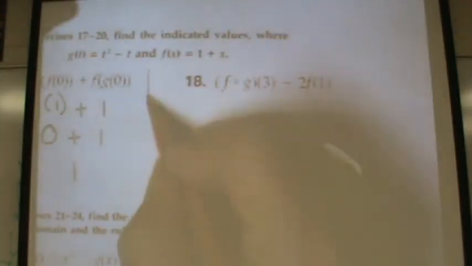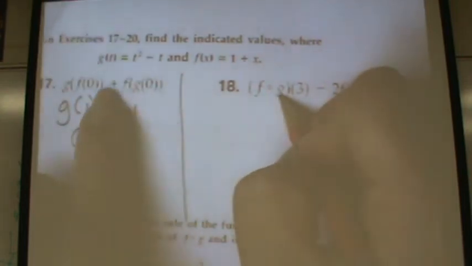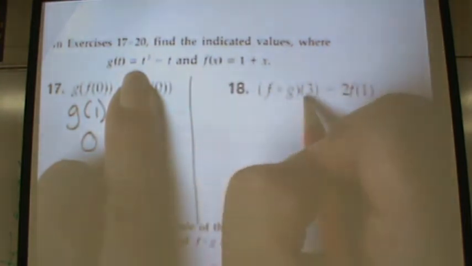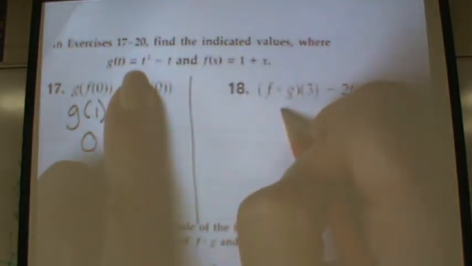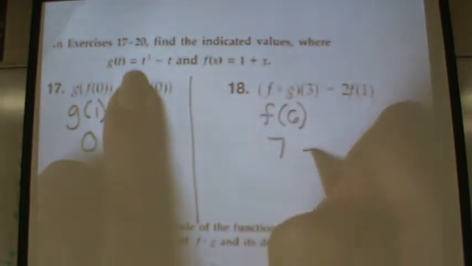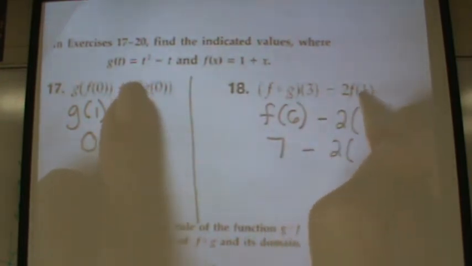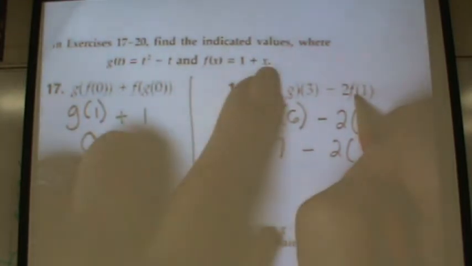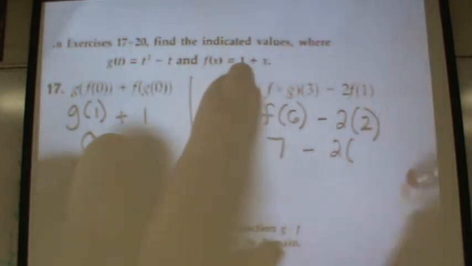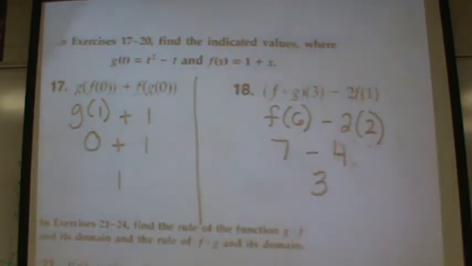Next one. This one's asking us to plug 3 in the g function. If I plug 3 in this g function, I get 3 squared, which is 9. 9 minus 3 is 6. So I need to find f of 6. If I plug 6 in here, 6 plus 1 is 7. Minus 2 times f of 1. When I plug 1 in the f function, 1 plus 1 is 2. Well, 2 times 2, I'm just going to put a 4 right here. And 7 minus 4, the answer is 3.